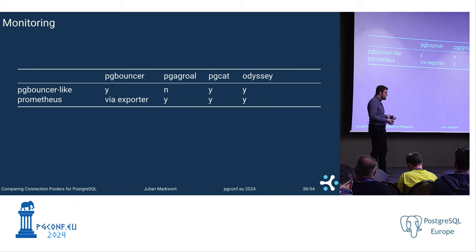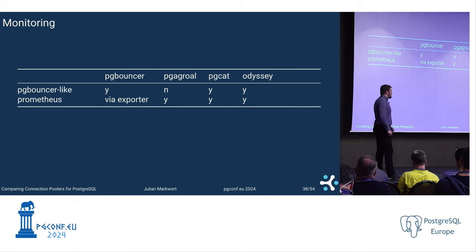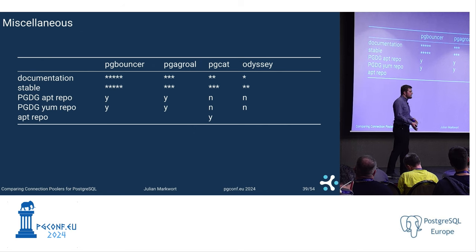And on the flip side, we can look at Prometheus monitoring, which is probably the most interesting one to a lot of people here. pgbouncer doesn't have any inbuilt support for Prometheus. You can use a Prometheus exporter, of course. There is one available, but all the others support this out of the box. There was another slide. This is about miscellaneous stuff.